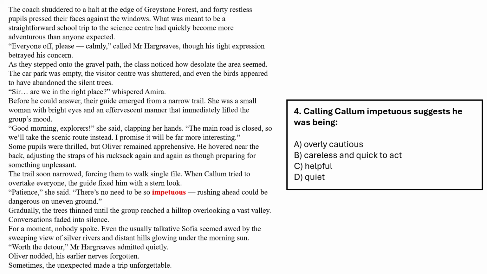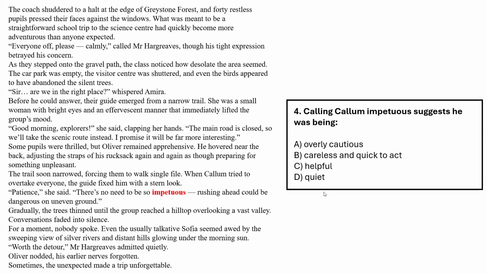That's an interesting word. Calling Callum impetuous suggests he was being overly cautious, careless and quick to act, helpful, or quiet. What do you reckon? Perfect. Ragnar? Perfect. Thomas? Perfect. Annabelle? Perfect. Oki and Ari? Perfect. Jordan? Perfect. Scarlett? Perfect. Kiva? Perfect. Jacob? Perfect. Alexa? Perfect. Arlo? Perfect. Jack? Perfect. Daniel? Perfect. George? Wow, I think we've got a full house. That's incredible. Amazing, guys.